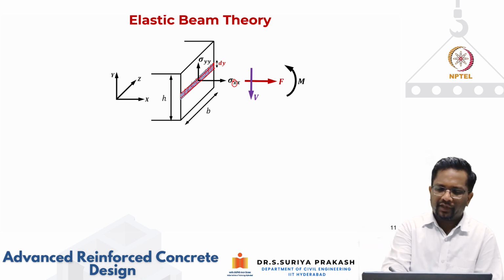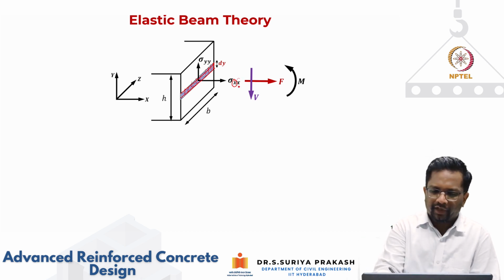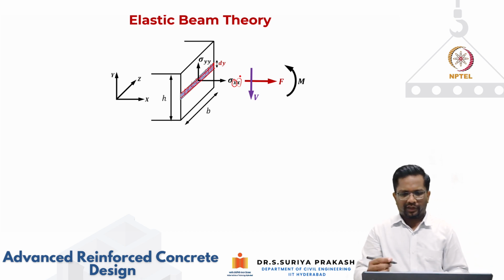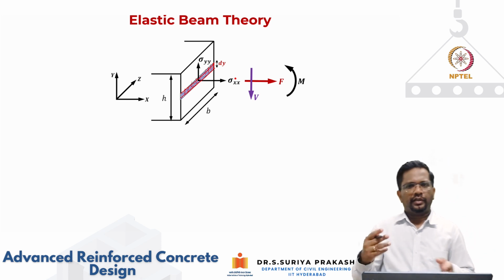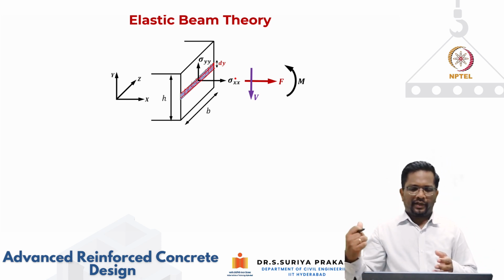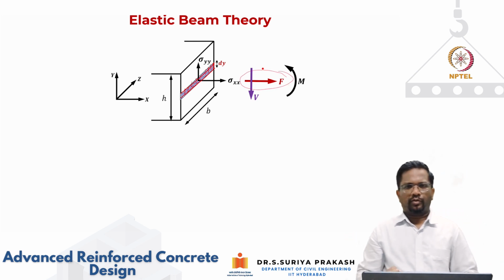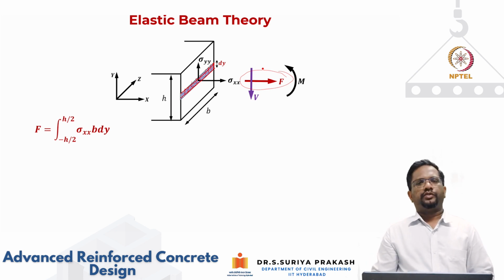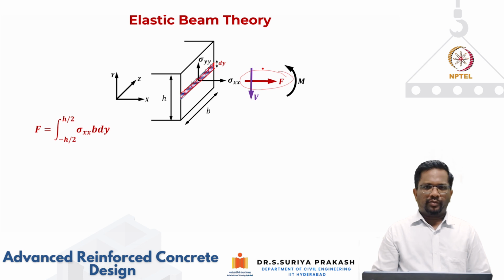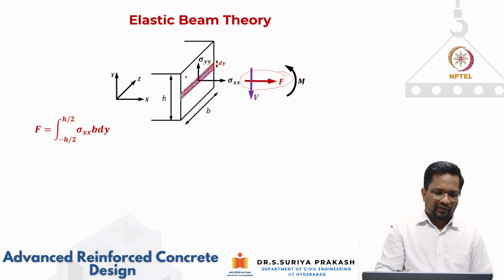So in sigma xx, the first x indicates the plane in which the stress is acting, and the second one indicates the direction of the stress. That is why, if you look at this particular normal stress, sigma xx indicates that this stress is acting in the x plane in the direction of x, which is basically along the normal force, F. If I want to find out what this force is, force is nothing but stress multiplied by the entire area. So I have to sum sigma xx, which is acting over the entire cross section.